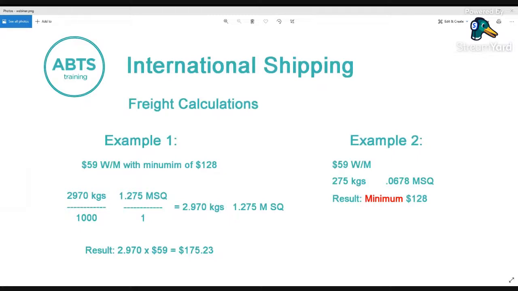But let's go to sample 2. If you only had 275 kilos and 0.678 cubic meters, you wouldn't even have a ton in weight or 1 cubic meter, so it'd be minimum. You don't do fractions of it. It's a minimum. So the minimum of 128 will kick in. So it would cost you, in example 1, $175.23. In example 2, it would be the minimum of 128.